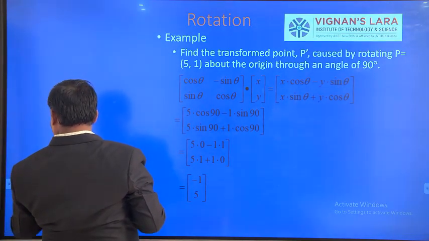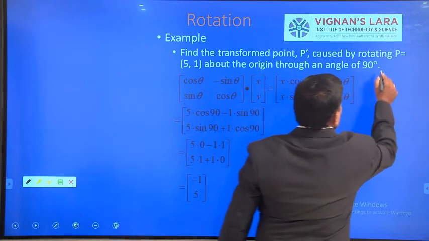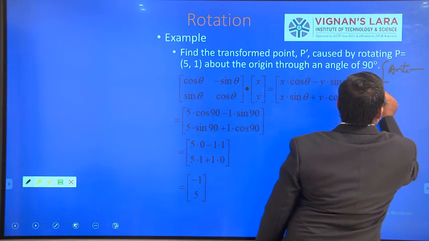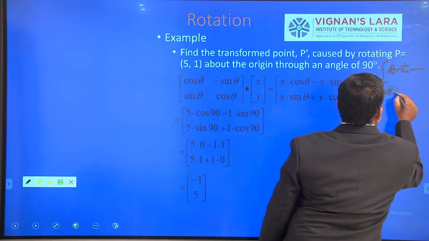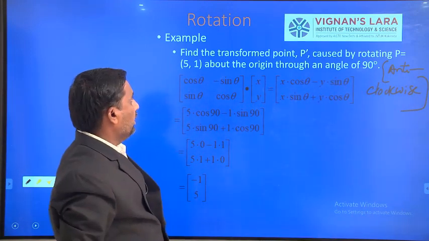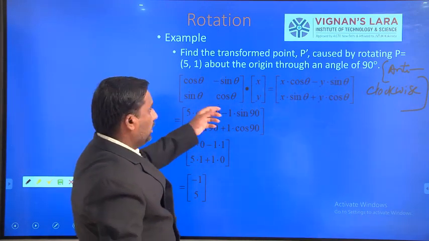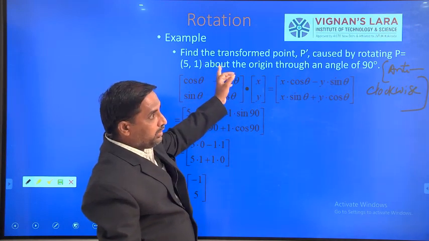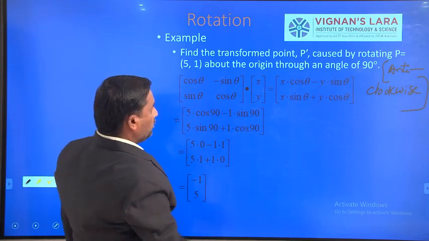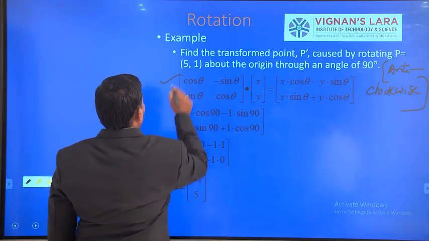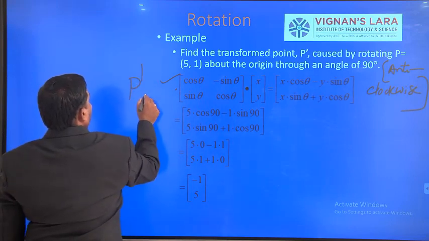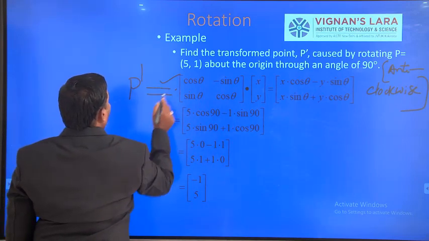So here I have to consider the anti-clockwise direction. Right. So for this one, the initial location is (5, 1). I can take that as x, y in a single column matrix. And you know the rotational matrix. So what we have to do is finally evaluate the final position of the point P dash.